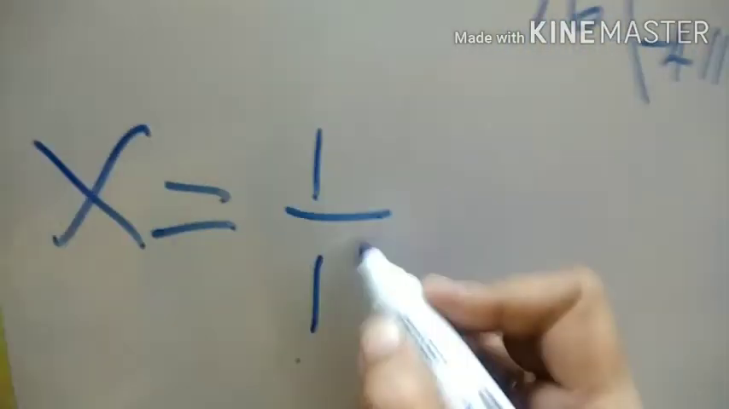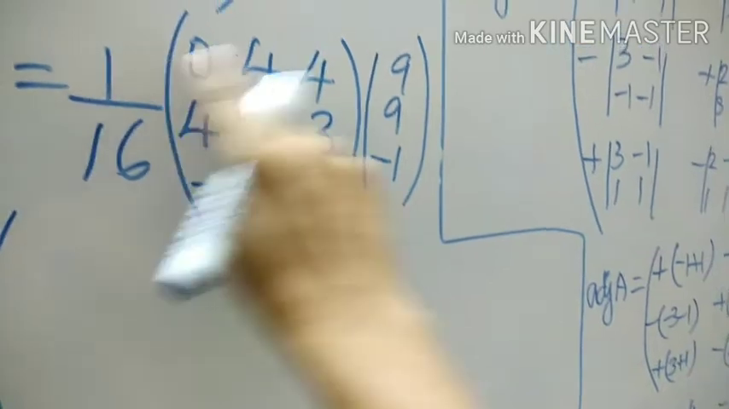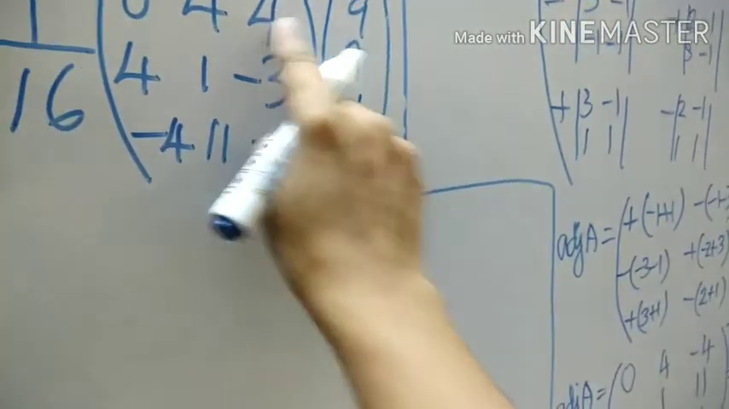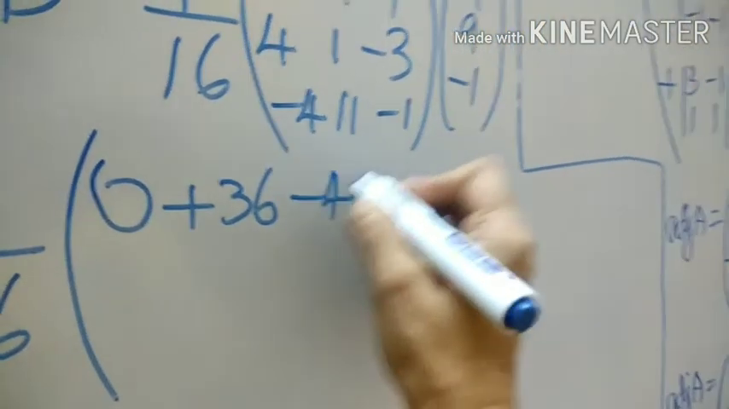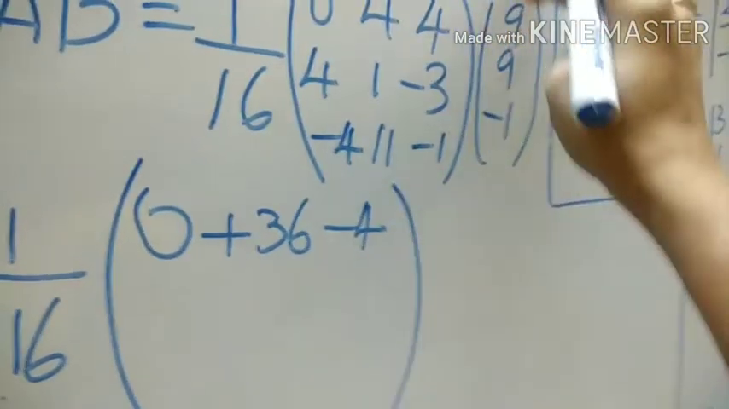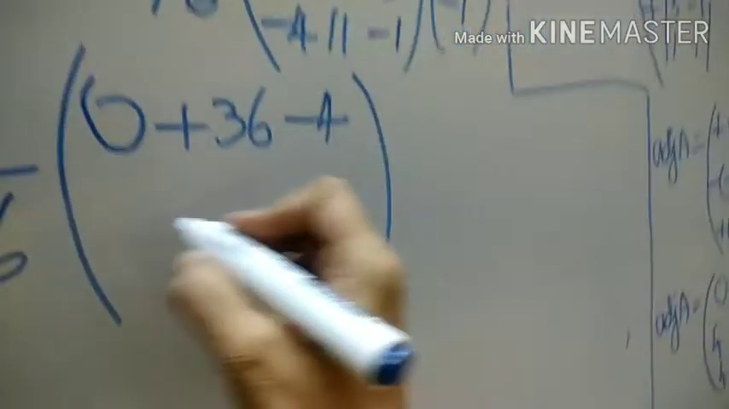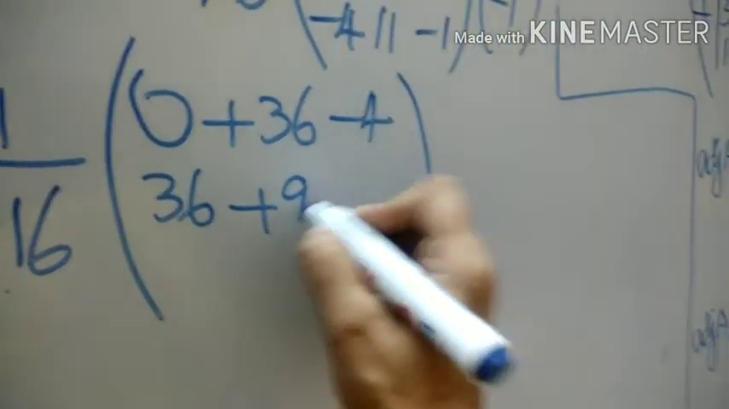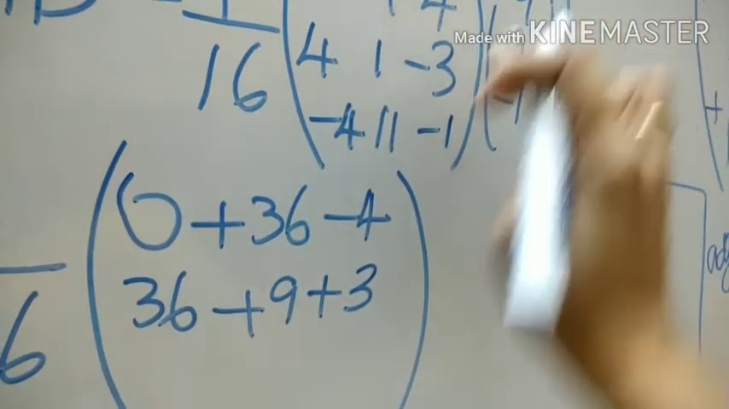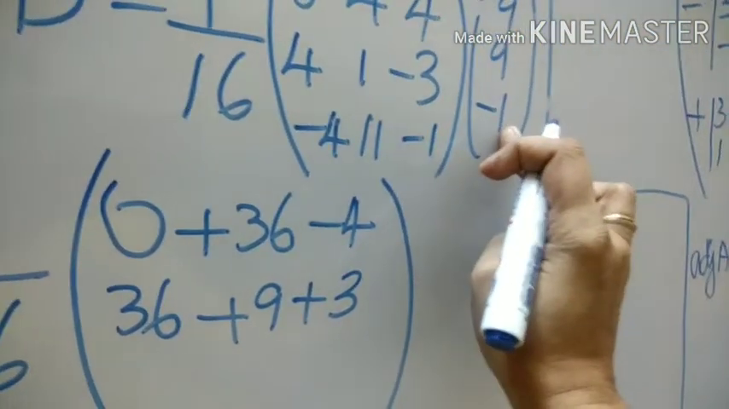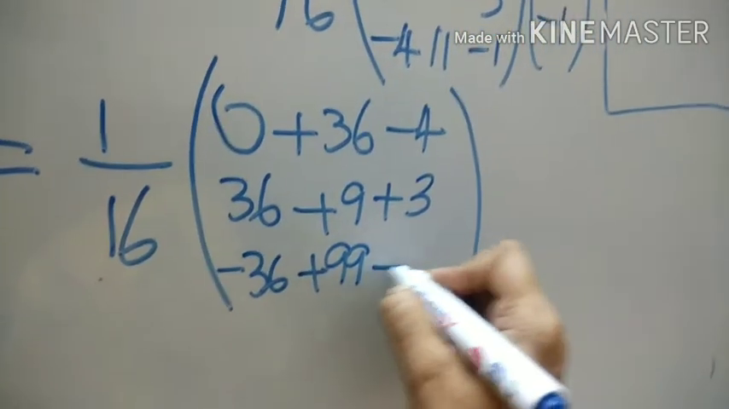Now, as usual, let us multiply. X is equal to 1 by 16. How do we multiply? First row by first column: 0 into 9, 4 into 9, 4 into minus 1. So my answer is 0, 36 minus 4. Similarly, second row by first column: 4 into 9, 1 into 9, minus 3 into minus 1. So 36 plus 9 plus 3. And finally, third row by first column: minus 4 into 9, 11 into 9, minus 1 into minus 1. So I get minus 36 plus 99 plus 1.